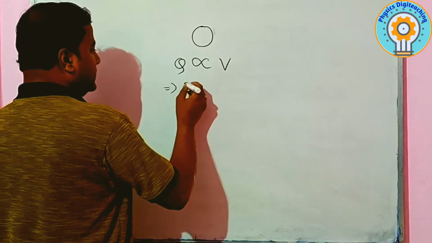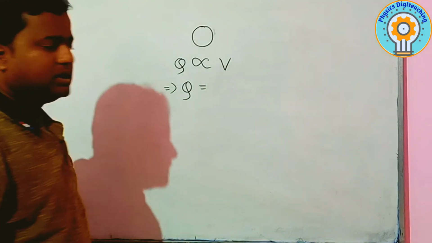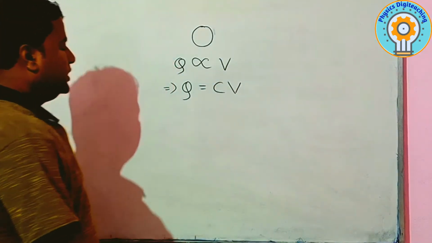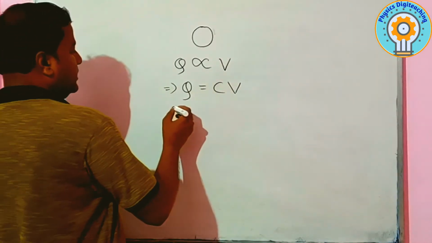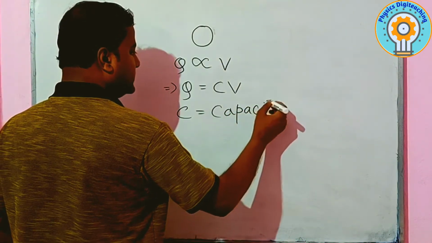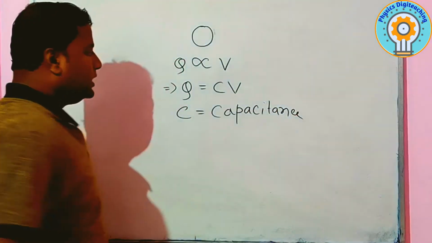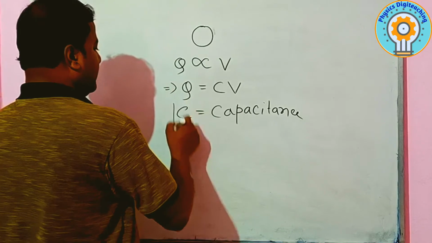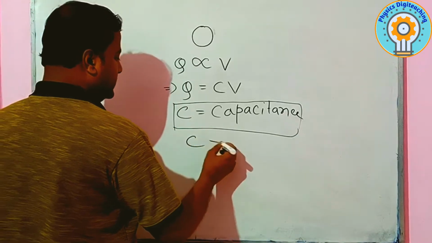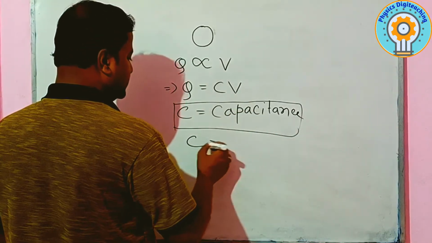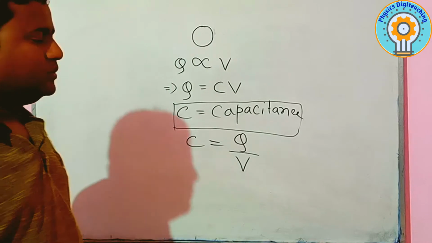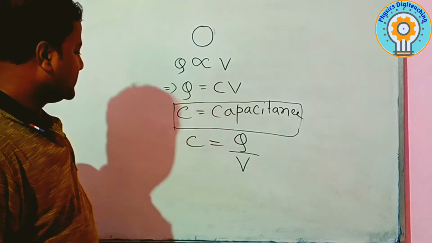Now Q equal to some constant into V, and we take this constant C. Q equal to CV. The proportionality constant C is called the capacitance of the conductor. Then if we define C, then C equal to Q by V. Q by V, this is the capacitance.